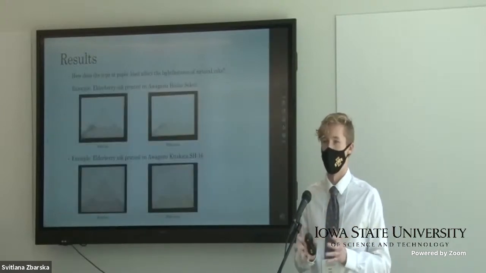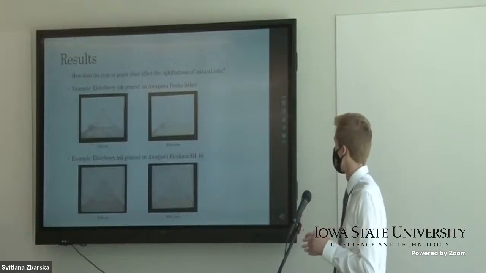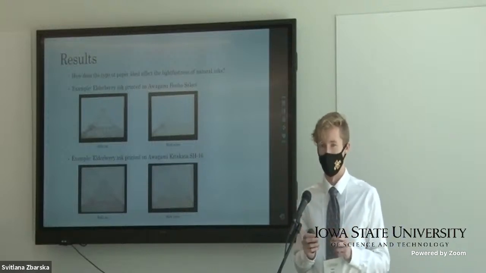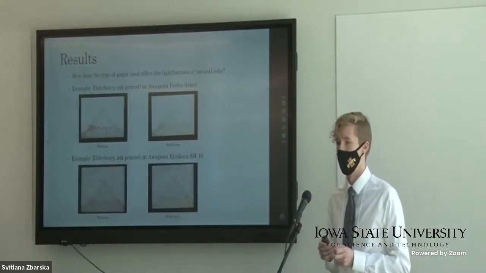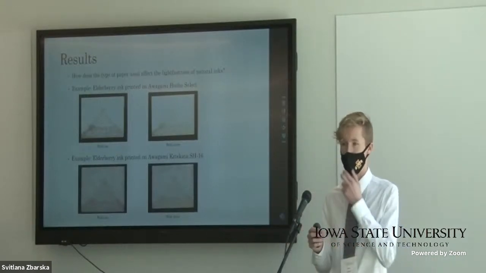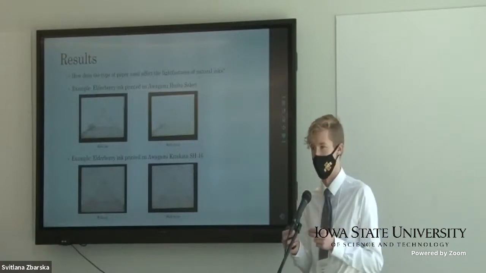So we'll look at our final question here. How does the type of paper used affect the light fastness of these natural inks? And to answer this, we'll look at 2 examples. The first example being the elderberry ink printed on the Origami Kosho Select, which is one of the more dense, heaviest papers that we worked with.